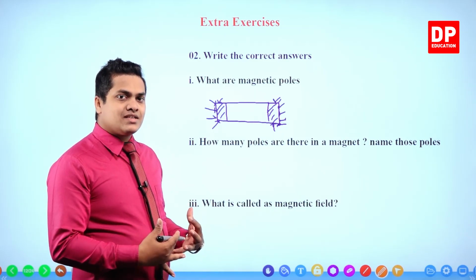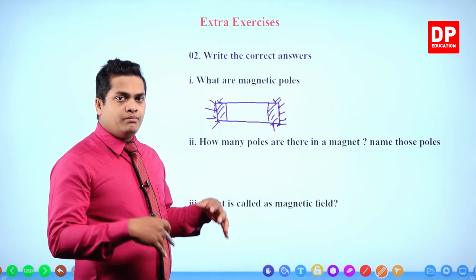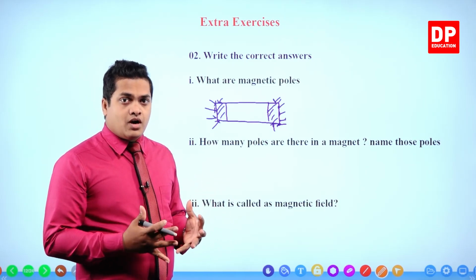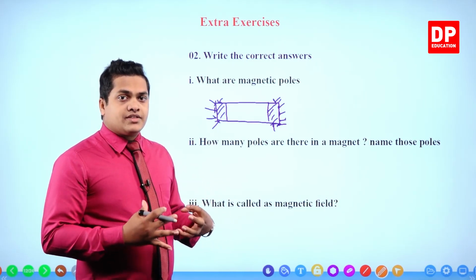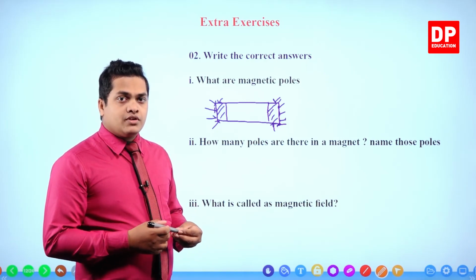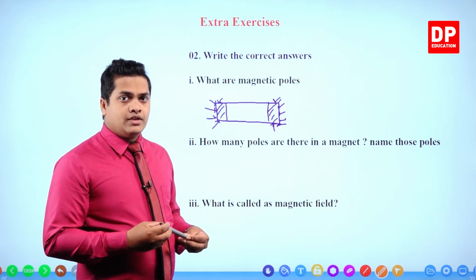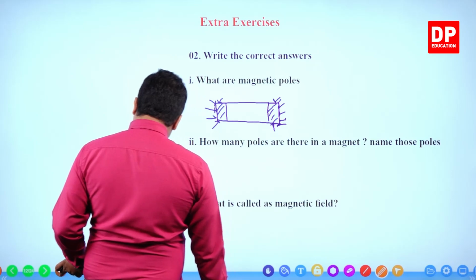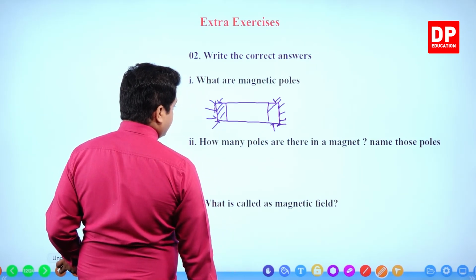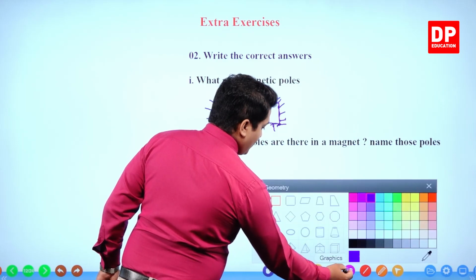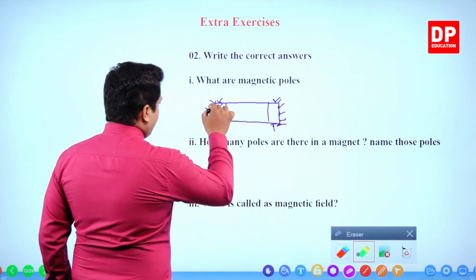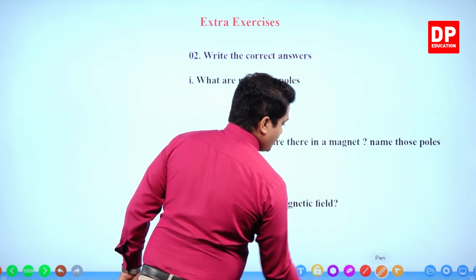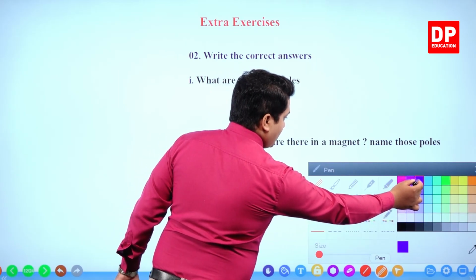Why are more iron nails getting attracted at the two ends? Because in a bar magnet, the magnetism or the magnetic power can be observed in the highest proportion at the two ends. So we'll write down the answer then. What do you mean by magnetic poles? So I'll erase this thing. To write down the answer, we'll erase. And let's write down the answer. So what do you mean by magnetic poles?